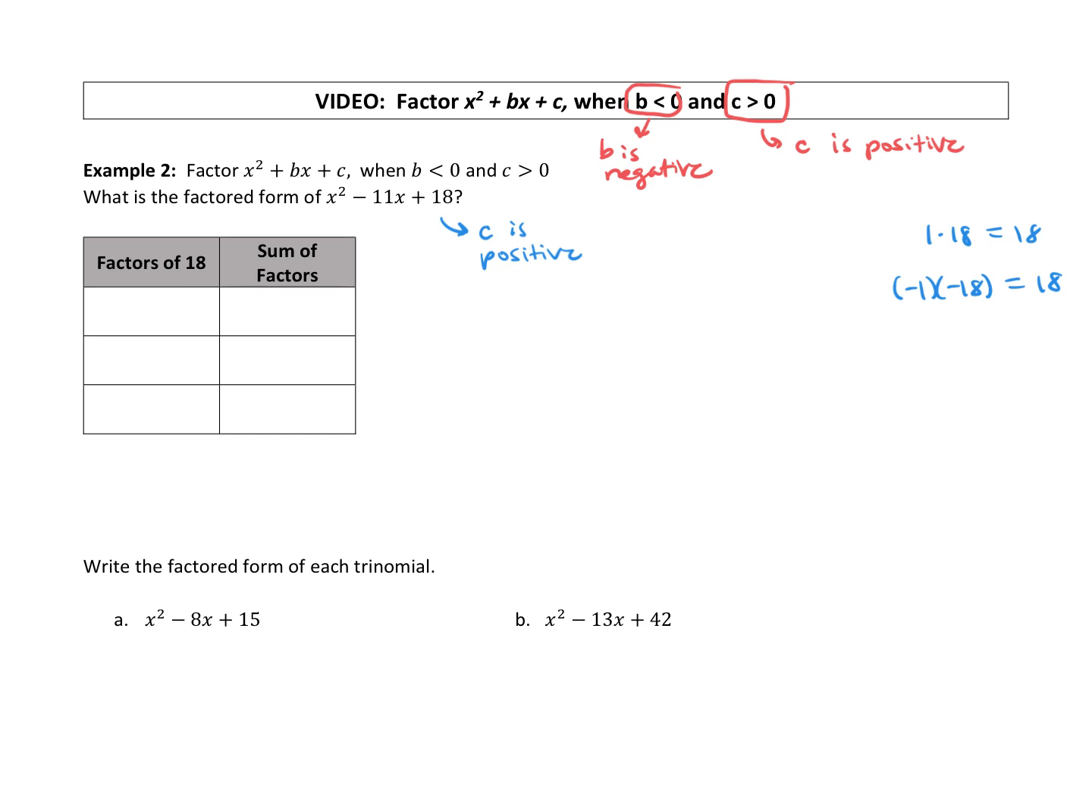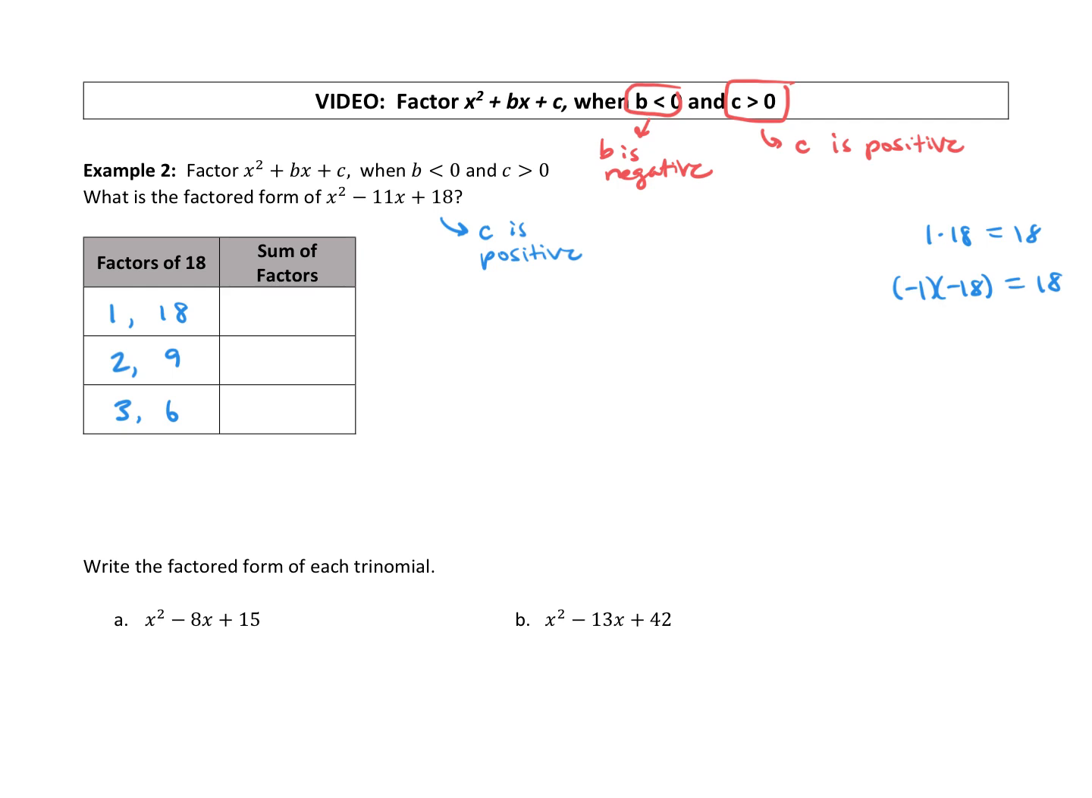So factors of 18, let's list those first. It is a positive 18. So 1 times 18, we go in order. Our next, 2 fits in 9 times. 3 is a factor with 6. 4 is not a factor. 5 is not a factor. 6 is a factor, but I've already got it listed, so we've got all of our factors.